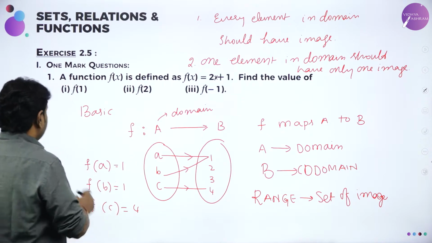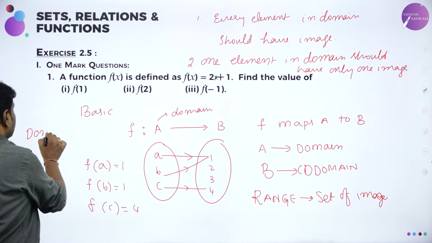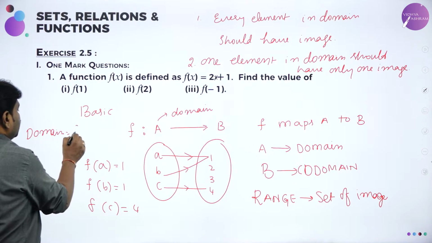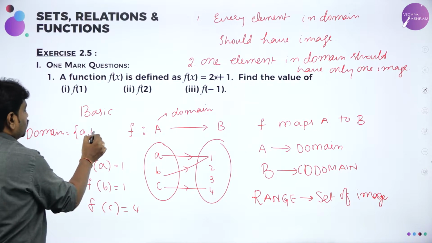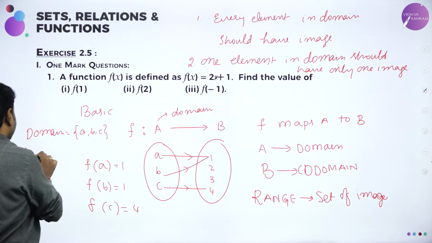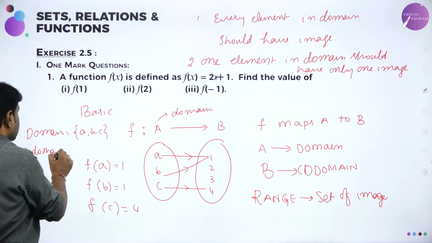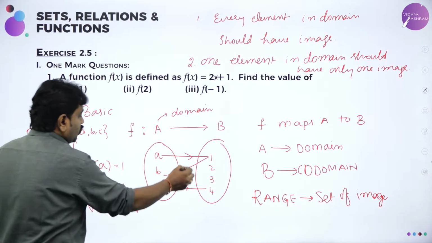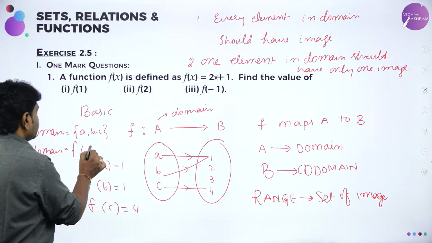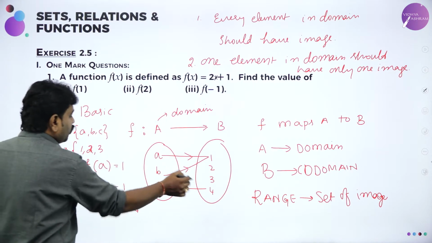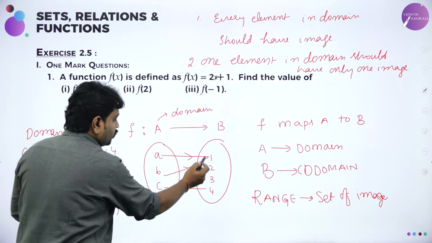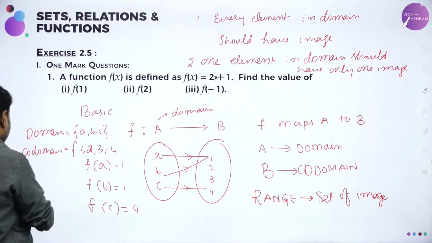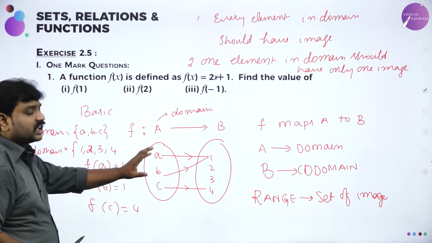In this, domain means the first set: A, B, C. Codomain, what does codomain mean? The second set. What is the second set? Second set is 1, 2, 3, 4. Codomain means all the elements of the second set, 1, 2, 3, 4. Now range means the set of images. So all elements are not acting as images.